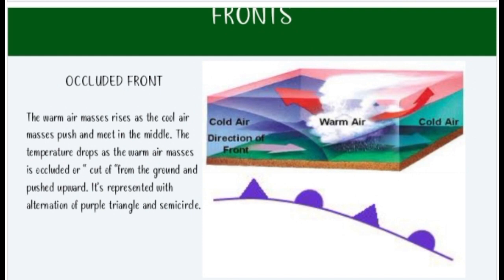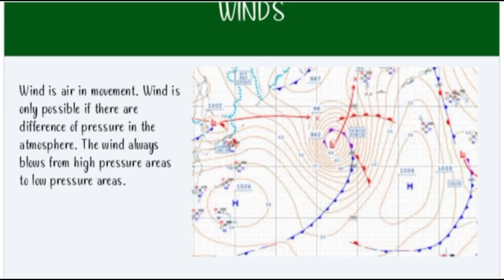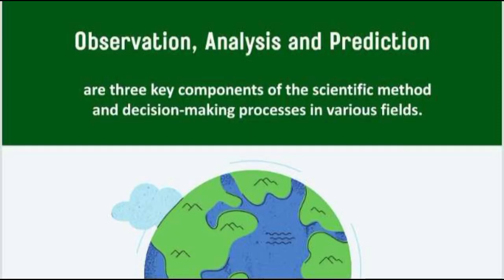The last element of the weather map is wind. Wind is the movement of air in the atmosphere. Wind is only possible if there is a difference of pressure in the atmosphere. The wind always blows from high pressure to low pressure areas. On the weather map we can see how strong the wind is depending on the distance between the isobars.